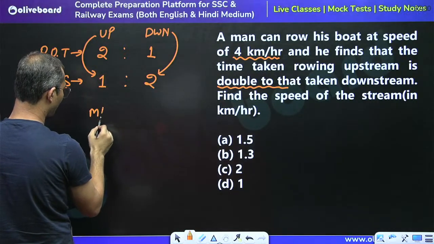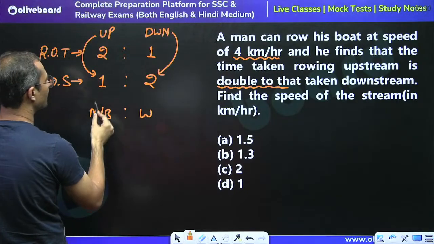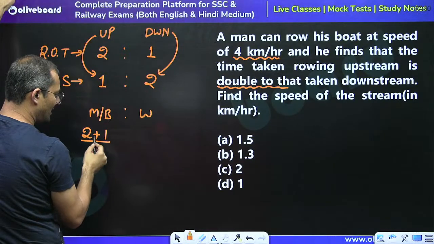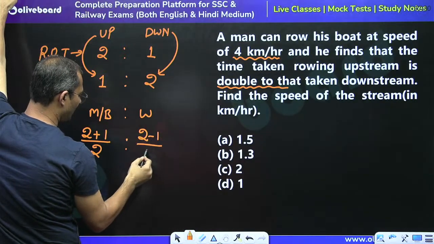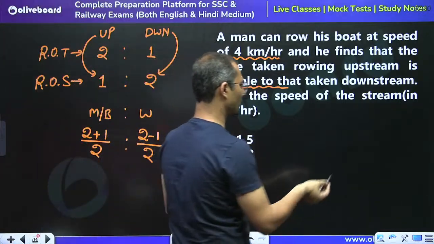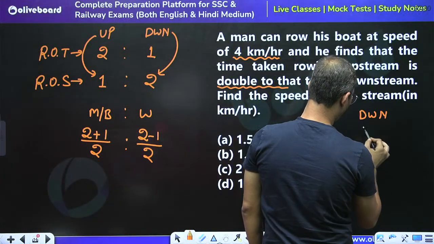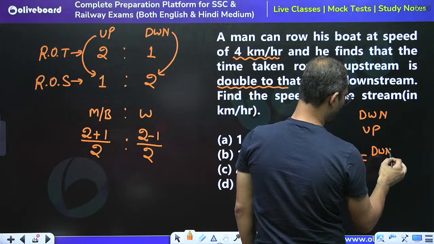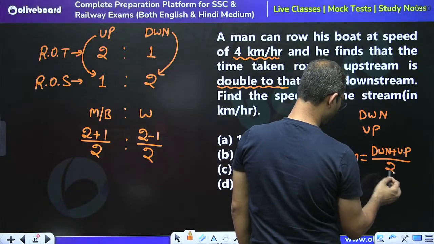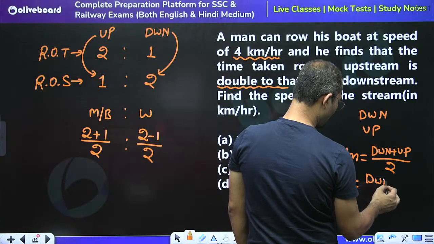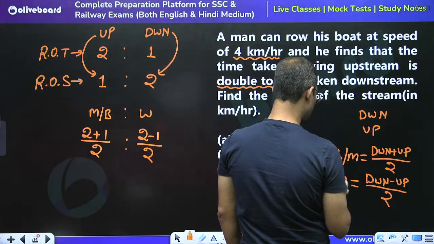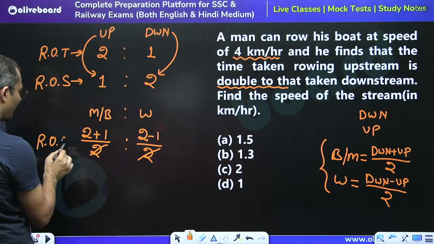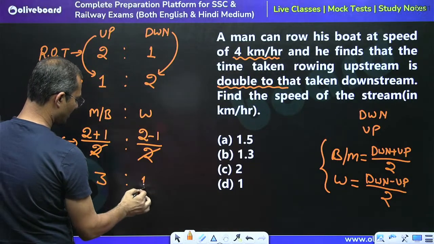So we can calculate the speed for man and boat to water, right? So if the speed of down and speed of up is given, the speed of man is down plus up divided by 2, and the speed of water is down minus up divided by 2. This is the direct formula. So using these formulas, directly we can say that the ratio of speed of man and water is 3:1, right?